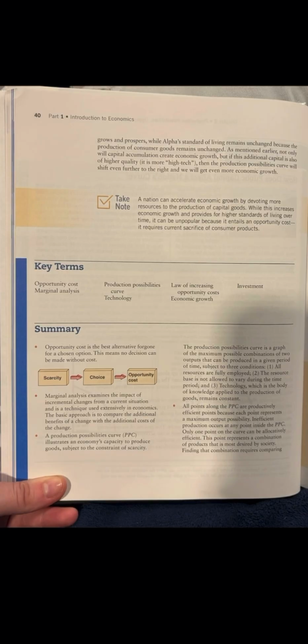Key terms: opportunity cost, marginal analysis, production possibilities curve, technology, law of increasing opportunity cost, economic growth, investment. Summary: opportunity cost is the best alternative foregone for a chosen option. This means no decision can be made without cost. Marginal analysis examines the impact of incremental changes from the current situation and is a technique used extensively in economics. The basic approach is to compare the additional benefits of a change with the additional costs of a change.